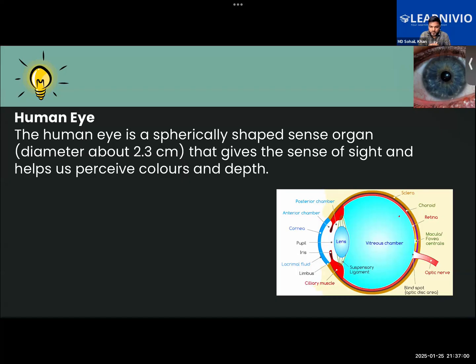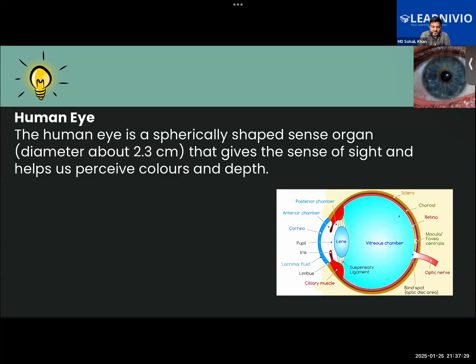All right, before we continue further, I just need to know if you guys are able to recall the things we have discussed from the chapter, particularly in context of the human eye. So what do we call the colored part of the human eye? The iris. Okay, the color of this iris is determined by a pigment.